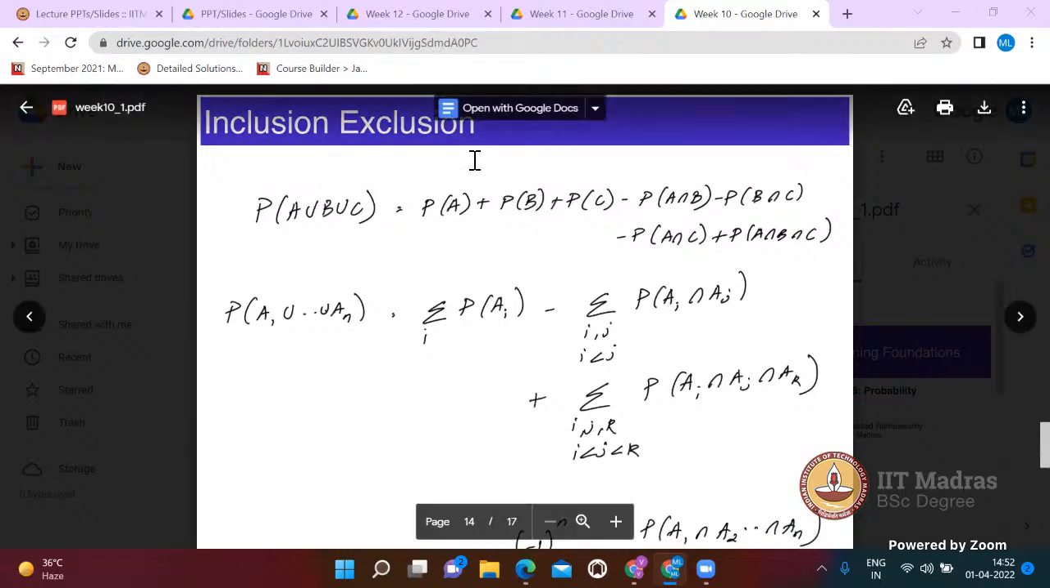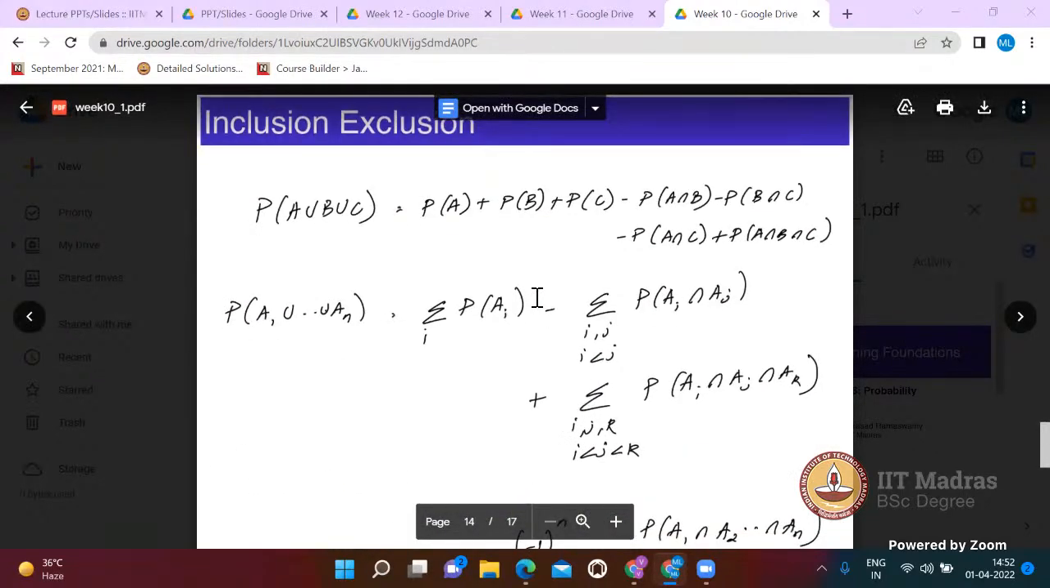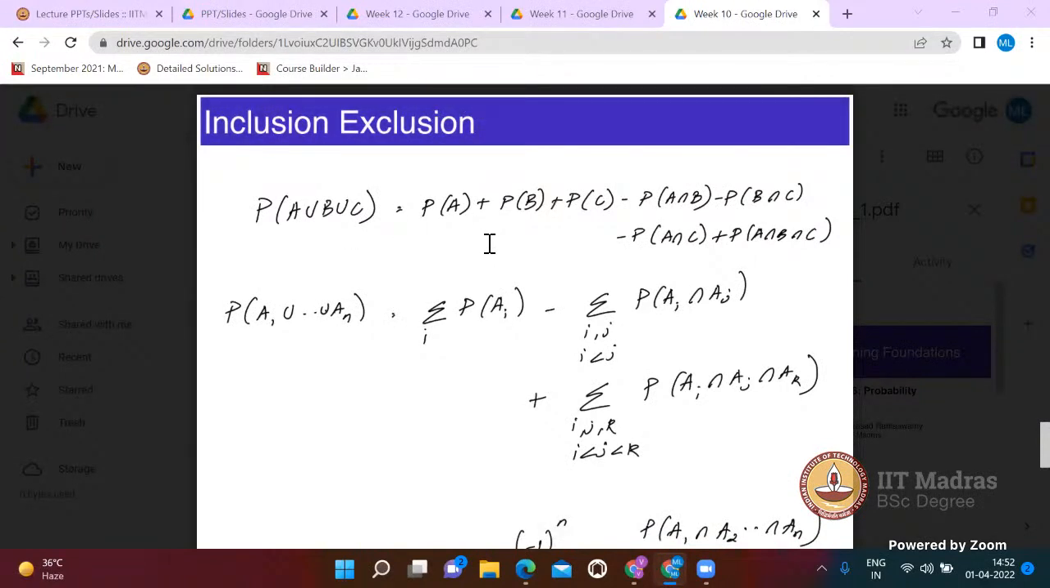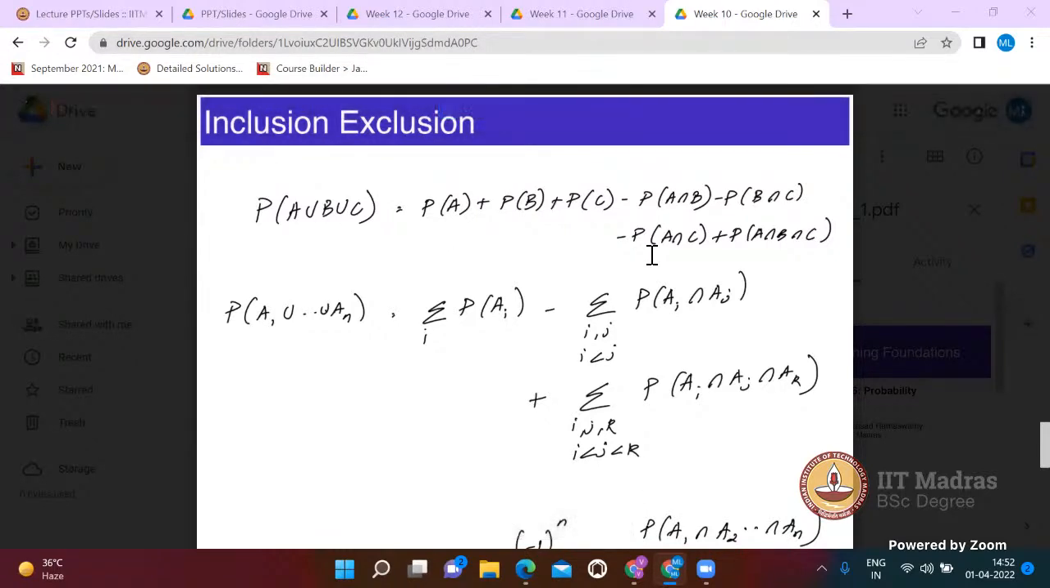Sir, what is the difference between mutually exclusive and disjoint sets? This is just a basic formula. Disjoint is a property where if you have two sets which are disjoint, then there won't be anything common between them, right? And the same definition is also applicable for mutually exclusive. Yeah, both are the same.